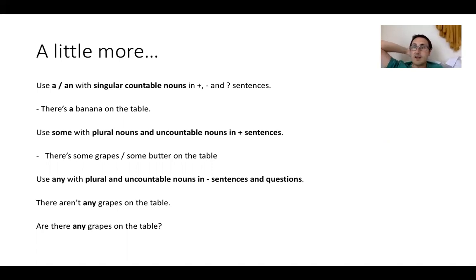All right, so that's it simplified. Some with positive sentences of plural countable nouns and uncountable nouns, and any with negative countable nouns and uncountable nouns, and also in questions with countable nouns and uncountable nouns. That's it, okay? I know there's a lot of information there, but if you study this and you get this in, it will be pretty clear.